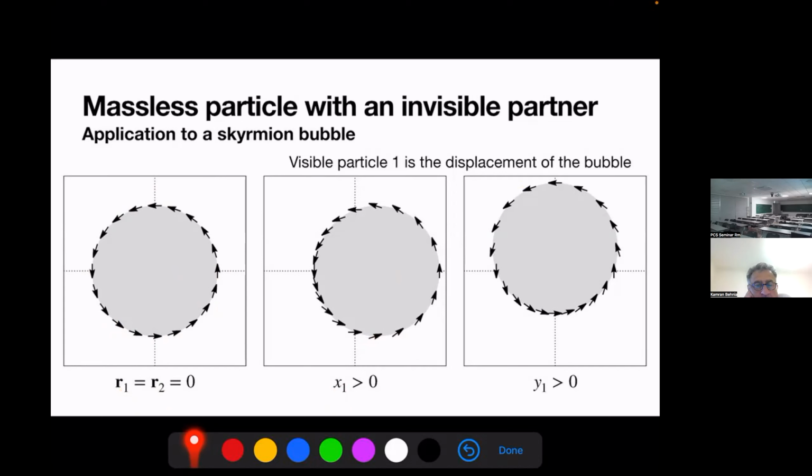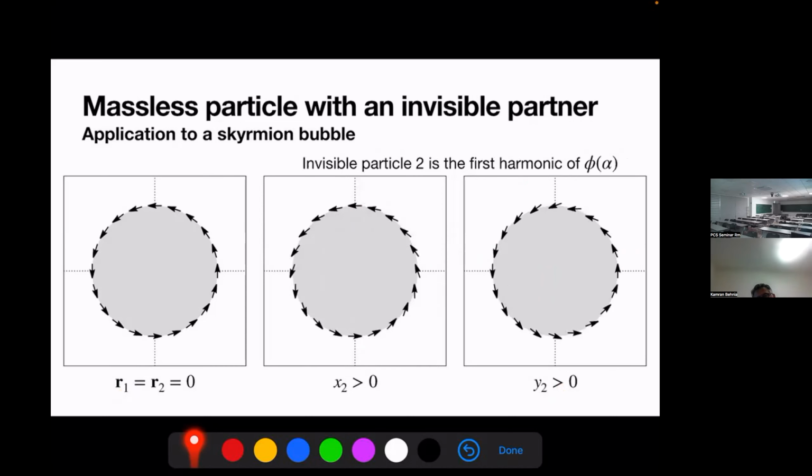Y1 corresponds to a vertical displacement in this case. And again, there are mismatches on these sides between the direction of magnetization and the domain wall. The other particle, the invisible one, R2, corresponds to keeping the bubble in place, but changing the orientation of the spins on the domain wall. And so here again, there is a mismatch because the bubble has not shifted, but the magnetization turned, and in this case as well.